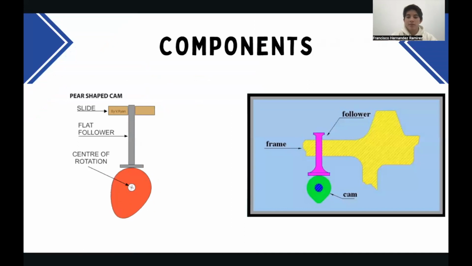What are the components? Mainly, they are three. The first one is the cam, the other one is the frame, and the other one is the follower. The cam is the one that will be rotating. It has a specific form, and the follower, as the word says, will follow that shape of the cam. What is the function of the frame? Well, it's really easy. It maintains the verticality of the follower. If the frame doesn't exist, the follower will be moving from side to side, and at some point it will fall.